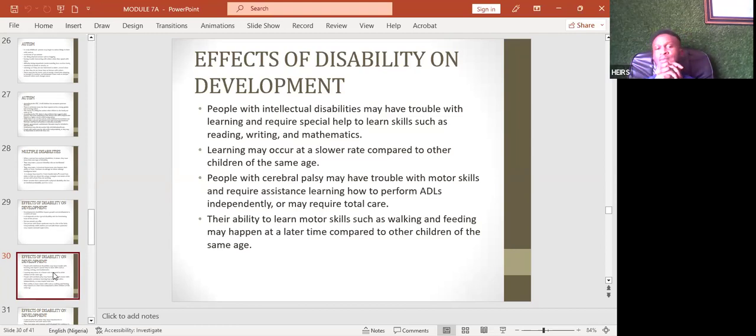Then the ability to learn motor skills such as walking and feeding may happen at a later time compared to other children of the same age. But those who have developmental delay may still learn to do walking, they may still learn to do running, but at later times compared to the children of their age group.